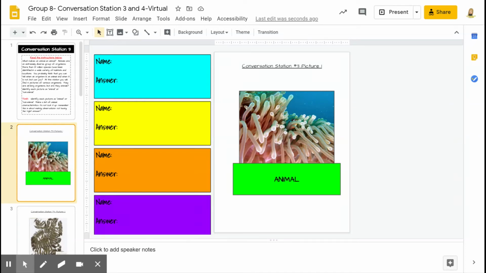Okay, so you have been working on these conversation stations for the past 2 days, basing your inferences on your observations and responding to each other. I think many of you did an excellent job of explaining why you thought these organisms were animals or non-animals. And now I'm going to go through each picture and tell you which ones are animals and which ones are non-animals.